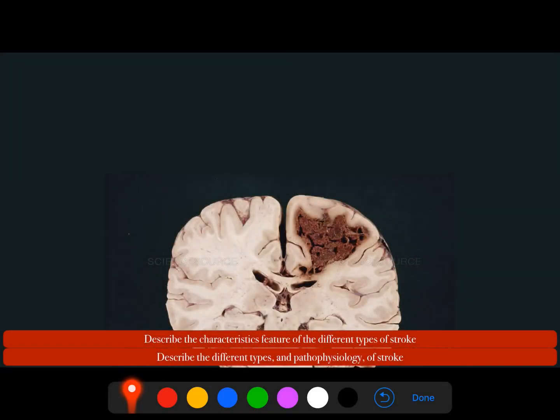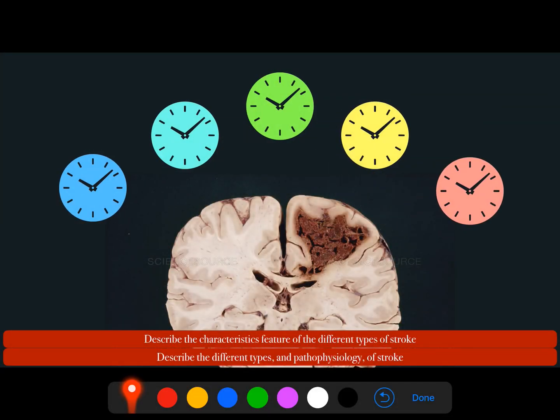So, here is a liquefactive necrosis, which is a specific type of necrosis that occurs intracerebrally. 5 different stages to know.